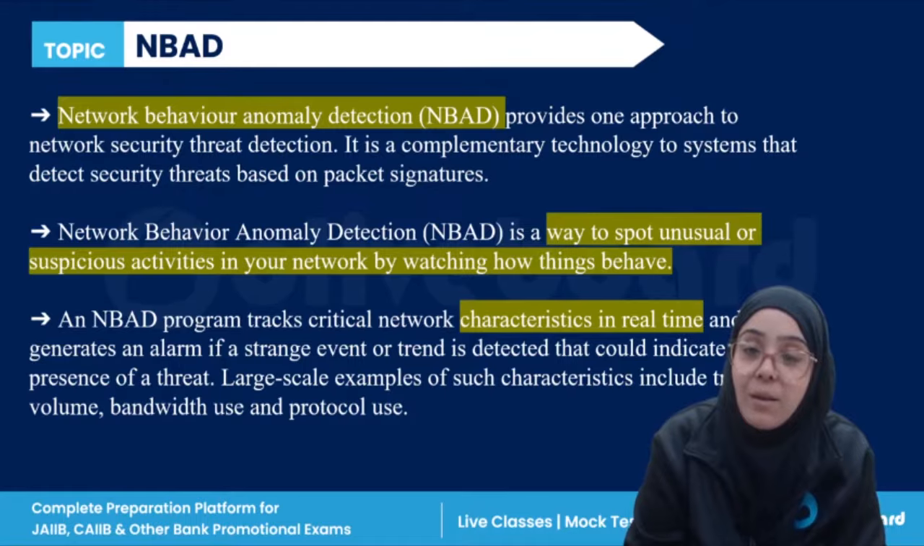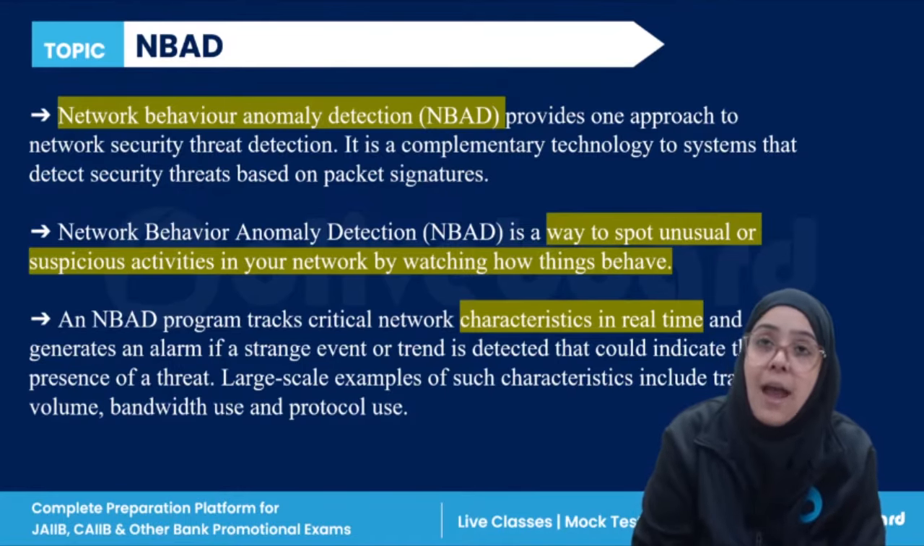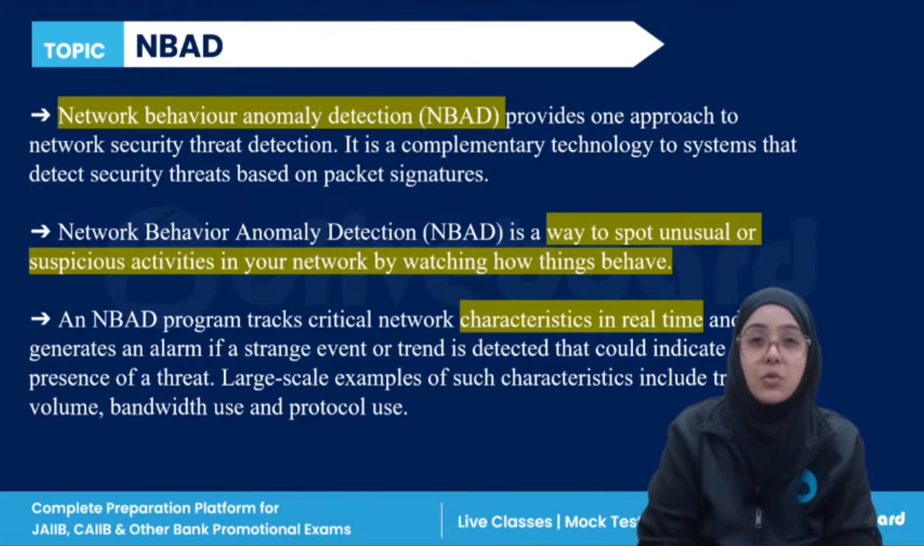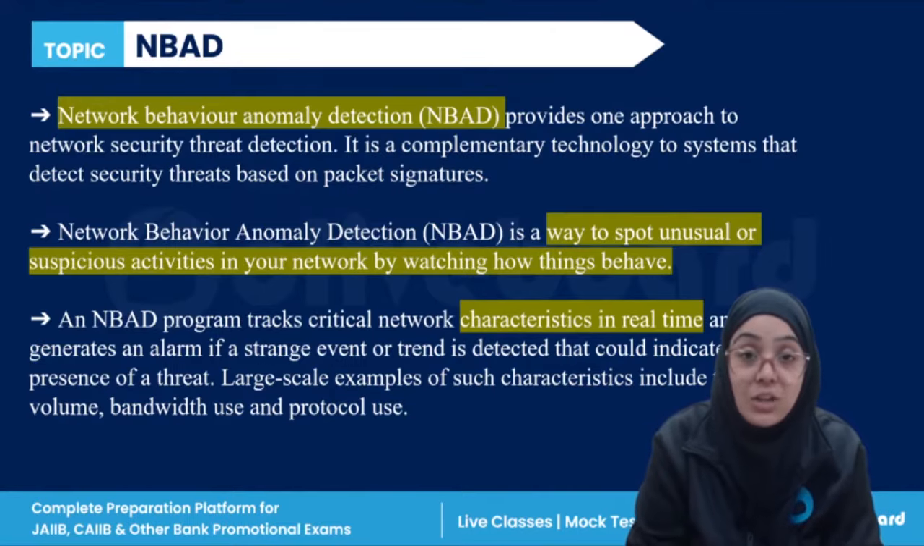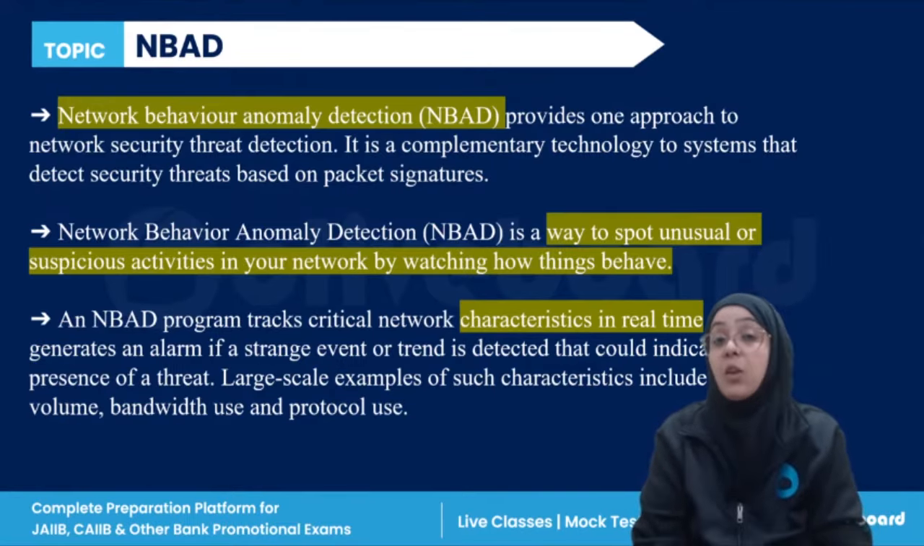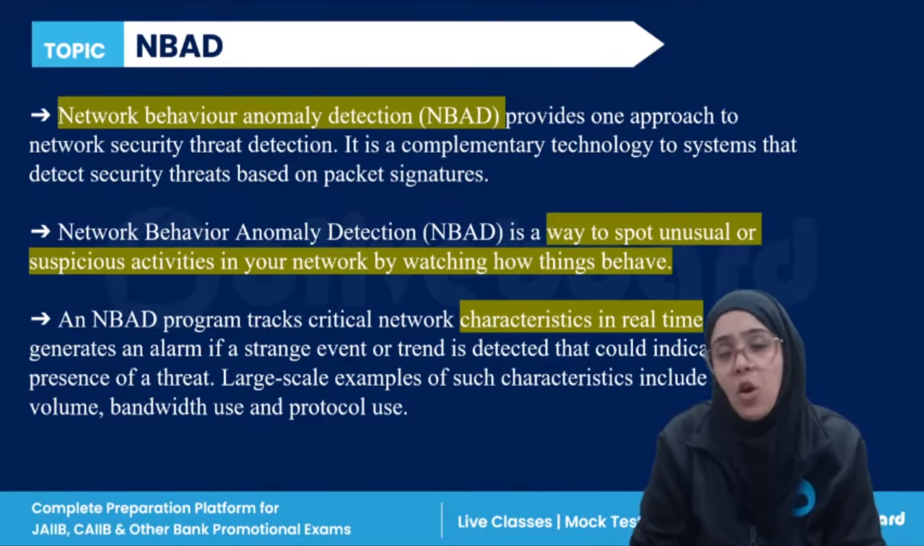It is actually when you are behaving differently from the others. For example, there is a party and you are just trying to behave differently from the other people, which actually signals that okay, there is something wrong with you. That is known as network behavior anomaly detection.